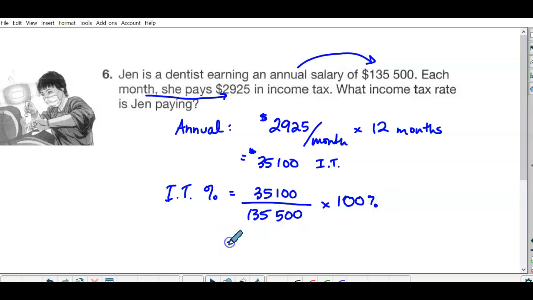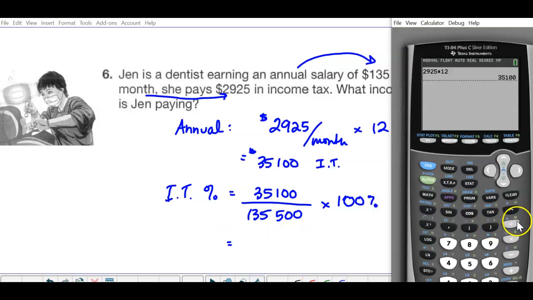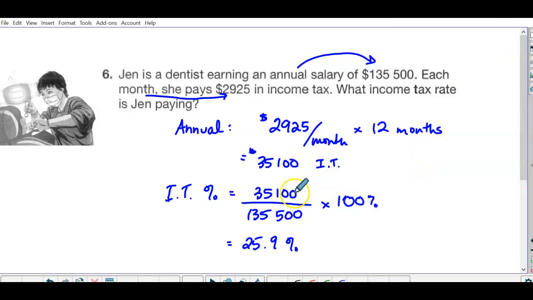Okay, so in our calculator, I have that amount. I'm going to just press divide 135,500, and then times 100. And that is, let's go to one decimal place, 25.9%. As I mentioned before, the more you get paid, there is a higher rate. Now, saying that, it's not just a flat rate, like it would be a certain rate up to, say, $80,000 in a year, another rate from 80 to 120, and that kind of thing. Okay, but that's it. So that's the end of 1.8.